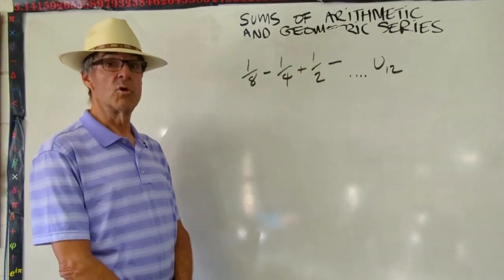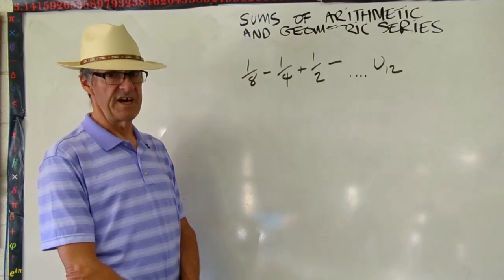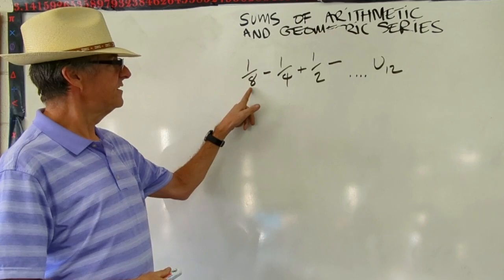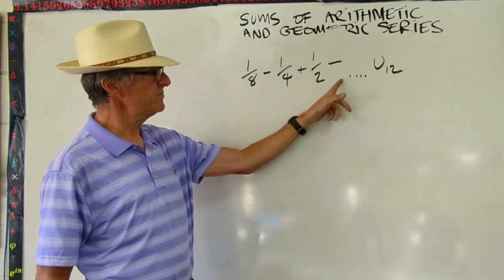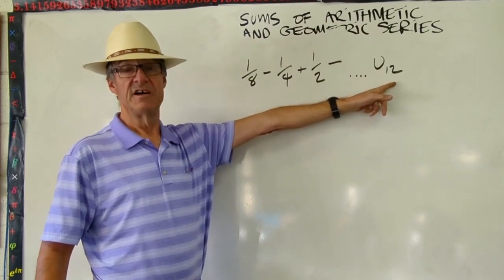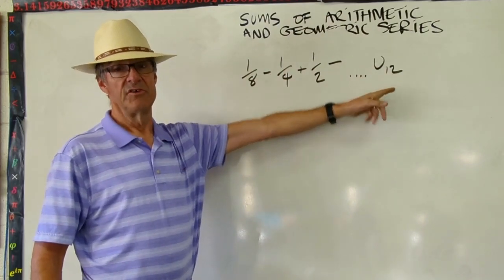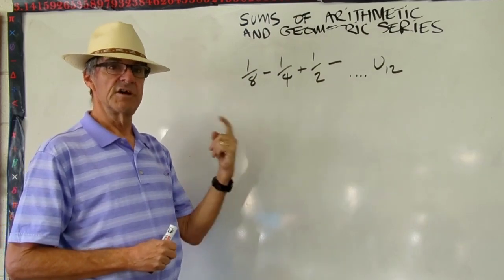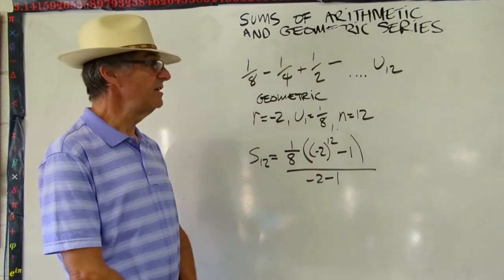All right, let's look at some of the more tricky ones that you might encounter in the exercises or on a quiz or a test. So check this one out. Our series goes 1/8 minus 1/4 plus 1/2 minus something all the way up to the 12th term. So we want to find the sum of the first 12 terms of this series. So first off, pause the video, determine whether it's geometric, arithmetic, figure out which formula you're going to use, and do your plug-in step. Let's see how you did.